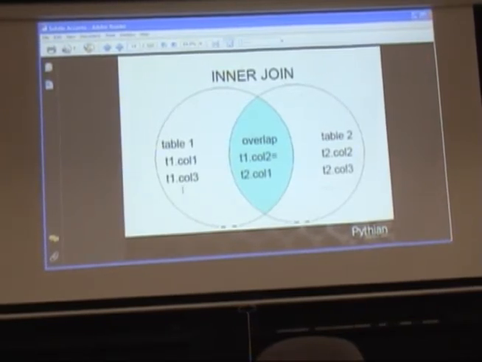So this is what an inner join looks like. It's basically when you want to get the overlap and you don't want anything that doesn't match to show up.